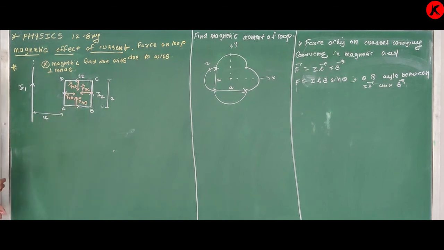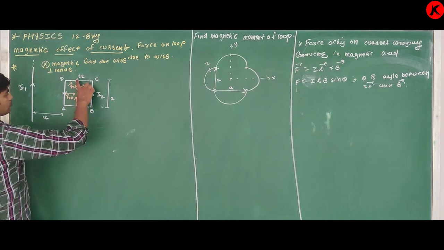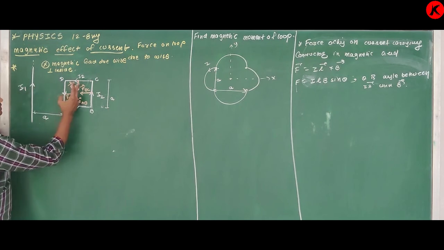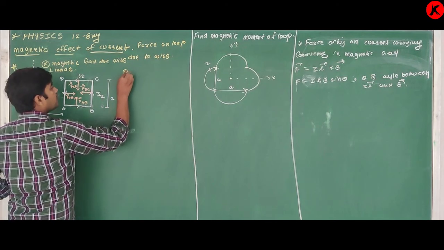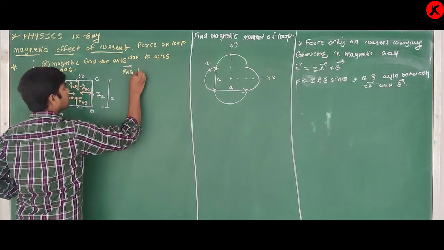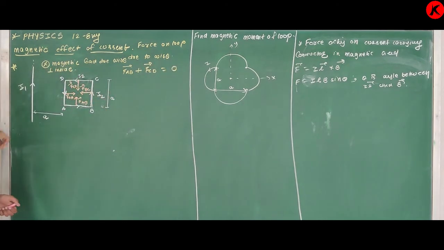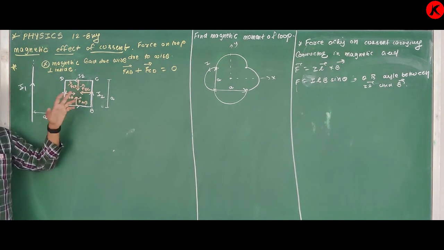And from this figure, you can easily say, forces acting on segments AB and CD are in opposite direction and of the same magnitude. Why the same magnitude? Because these two points are at equal distance from this wire. So yes, they are of the same magnitude and the result will become 0. So F AB plus F CD is equal to 0. The resultant on these two wire segments is 0.